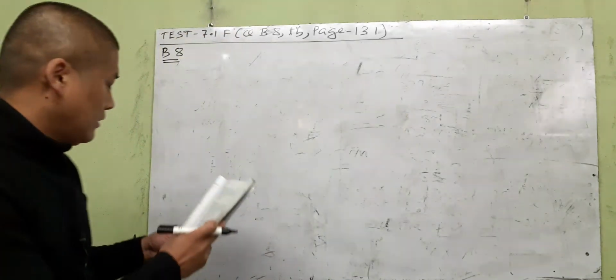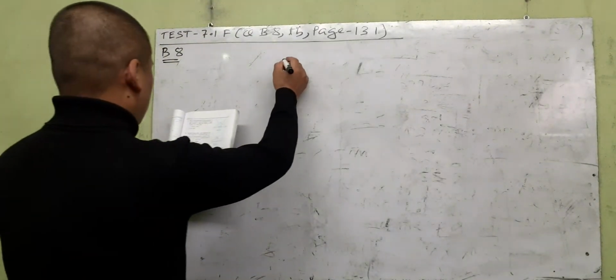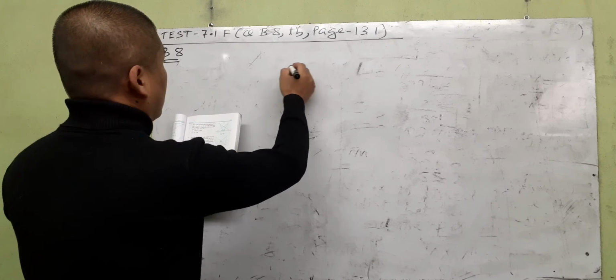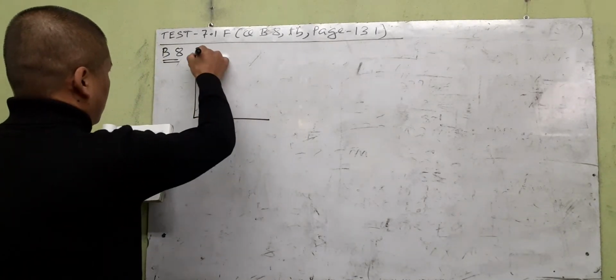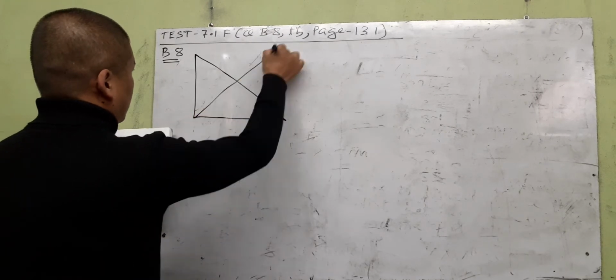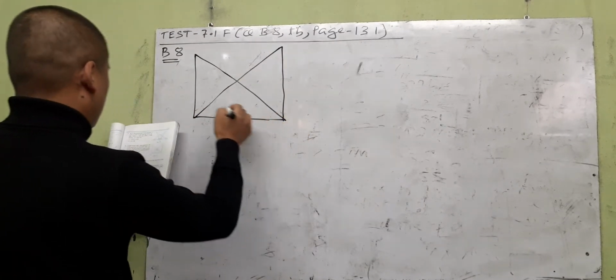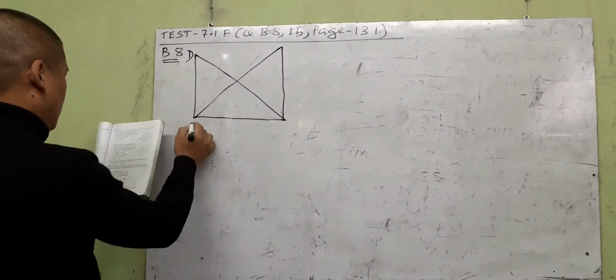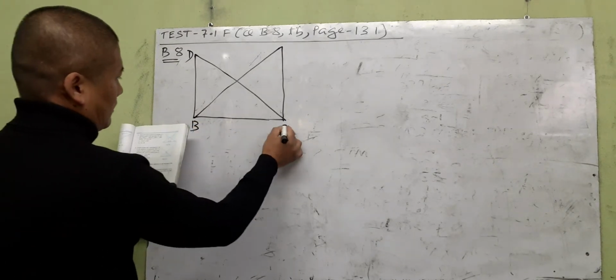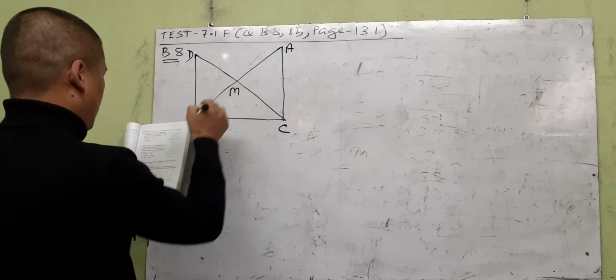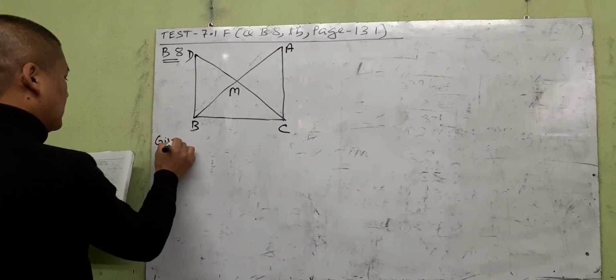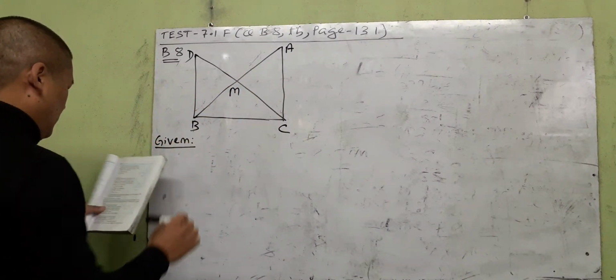In a right triangle ABC. Okay, there is a diagram given. So let's just draw that. So here is a diagram. Something like this is given. And this is D, B, C, A, and here M. So given to us here, let us write down.